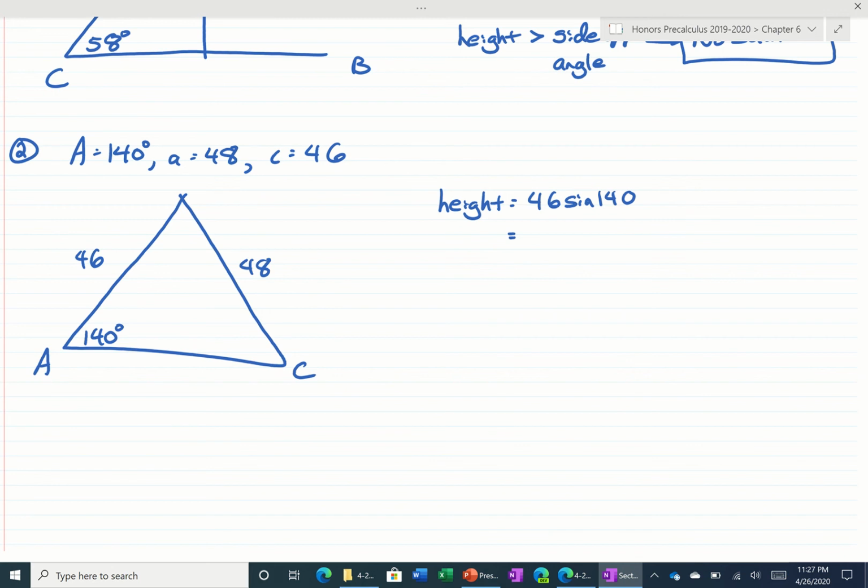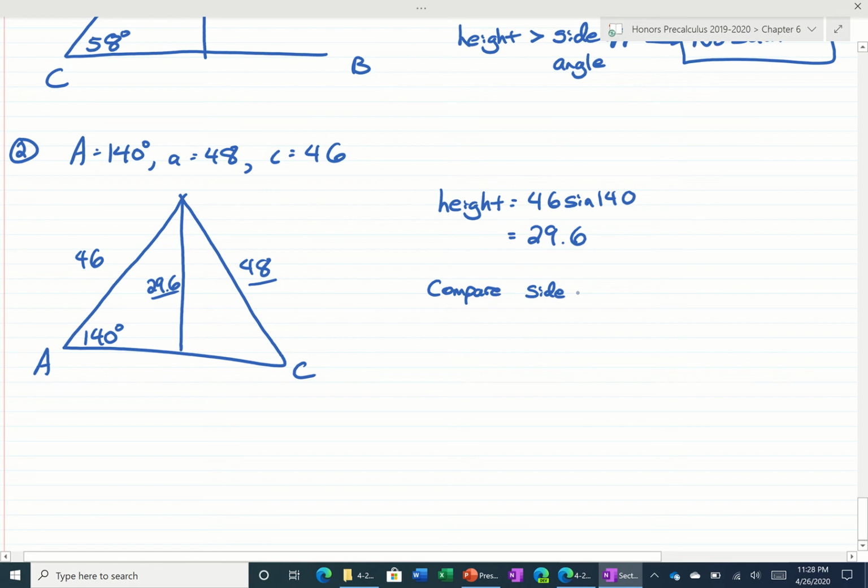Here, I just cleared my calculator. 29.6. And if you take a look, 29.6 is smaller than this side, so we could definitely have a solution. The next step that we do is we compare the side opposite the angle to the other side. And in this case, the side opposite the angle is bigger.